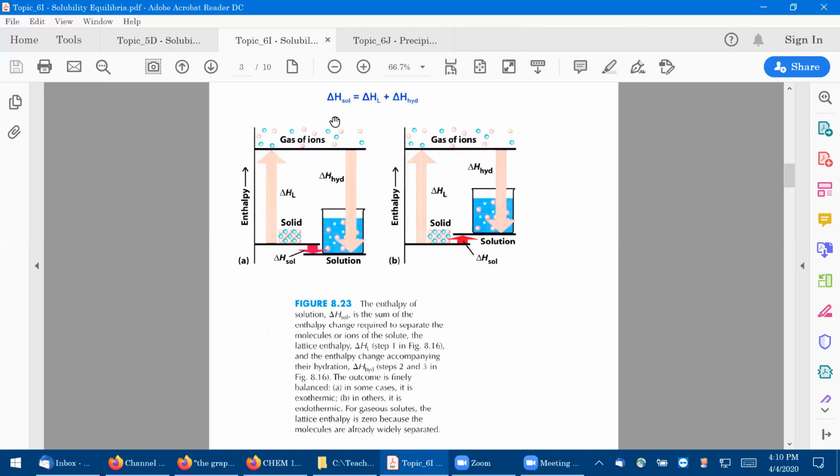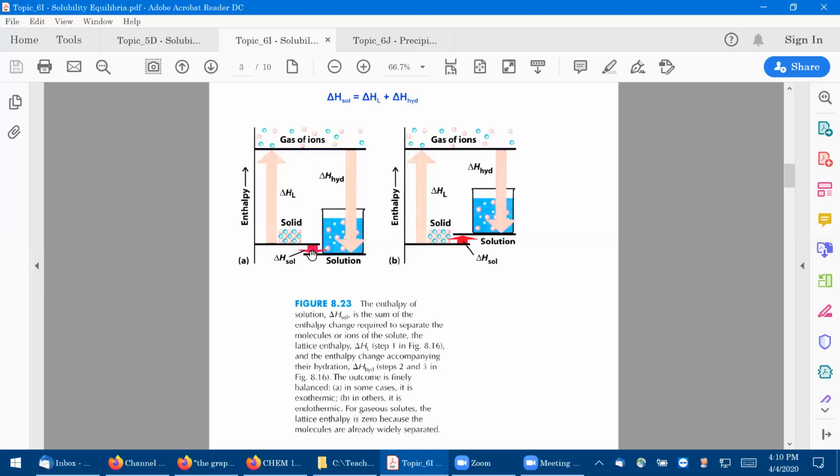The way this diagram is drawn is intentional. The typical effect for most solids dissolving, ionic solids dissolving in water, is that the enthalpy of solution is a fairly small difference between two large numbers. And so as a result, if either of these is different by a little bit, it could cause the enthalpy of solution to have a change in sign.